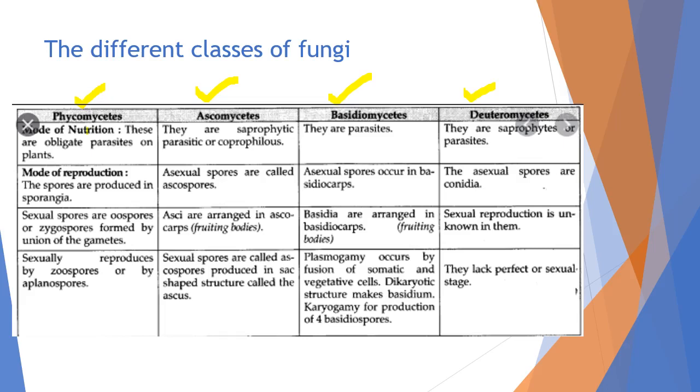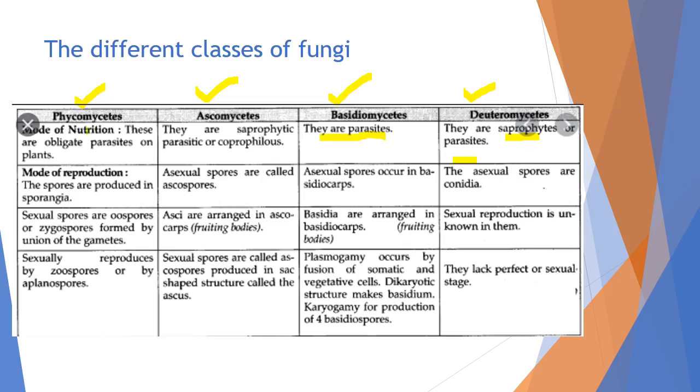The fungi that grow in, don't get surprised, because many fungi can grow in cow dung also. The fungi that grow in cow dung, you will call as coprophilous. In Basidiomycetes, they are parasites. Deuteromycetes are either saprophytes or parasites.